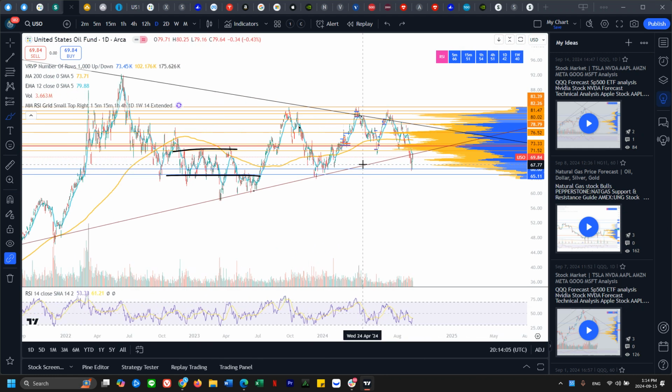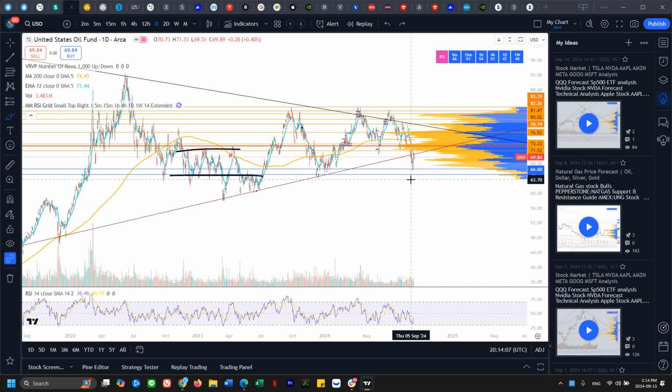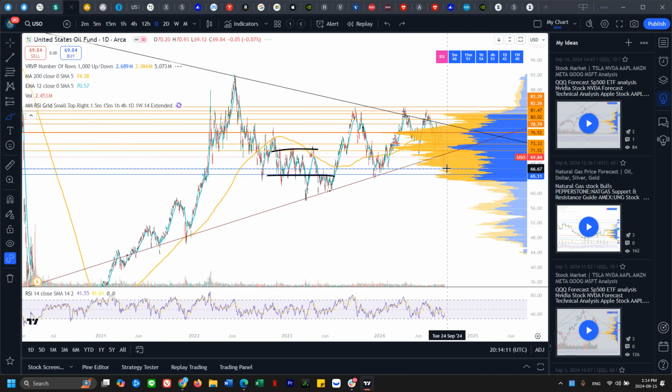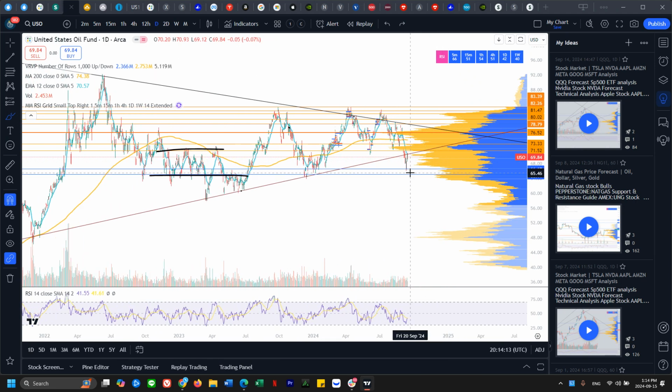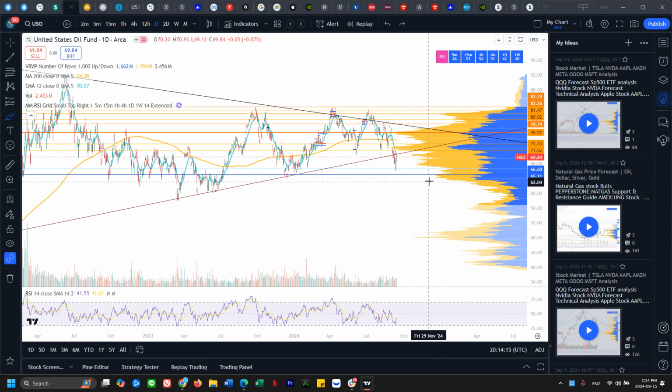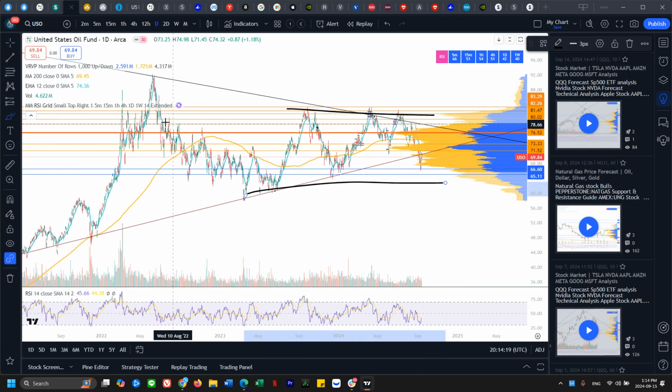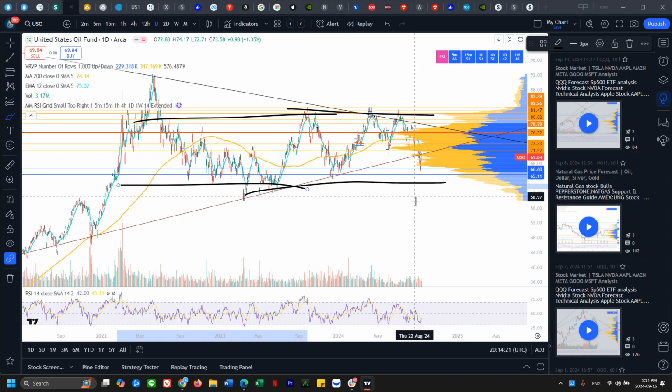But oil is an instrument that likes to stay in its range overall in the longer run, unless there is some catalyst. But you can see very clear, it likes to be in its range overall. It doesn't go too much out of it.